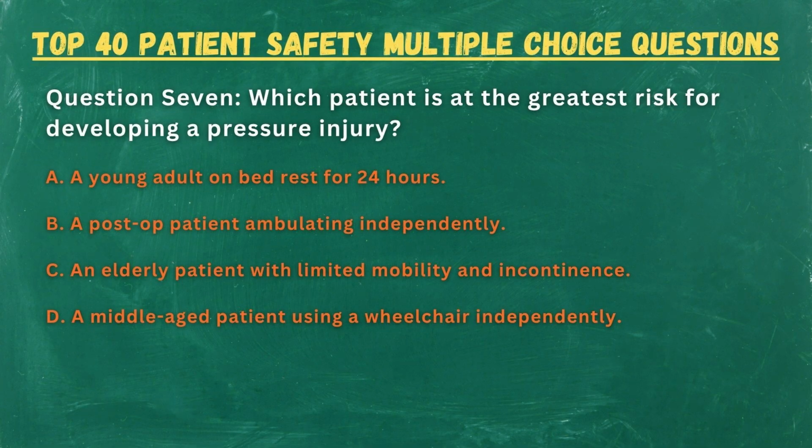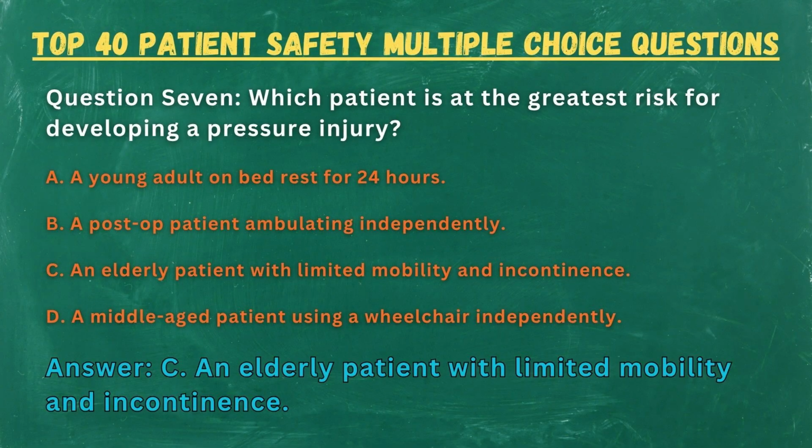Question 7. Which patient is at the greatest risk for developing a pressure injury? A. A young adult on bed rest for 24 hours. B. A post-op patient ambulating independently. C. An elderly patient with limited mobility and incontinence. D. A middle-aged patient using a wheelchair independently. Answer. C. An elderly patient with limited mobility and incontinence.